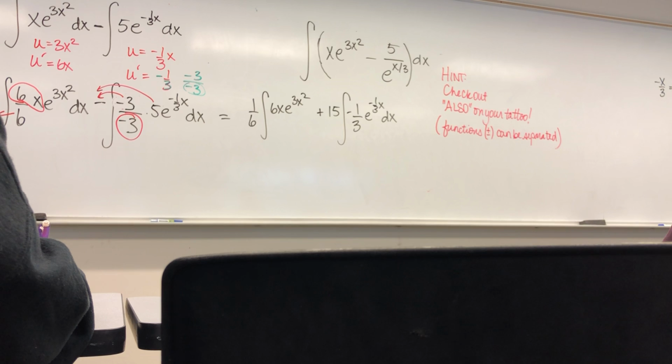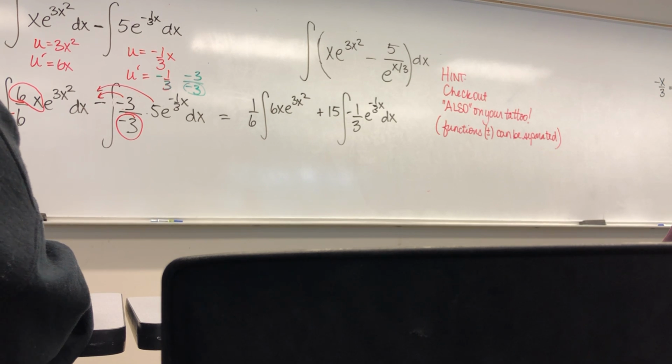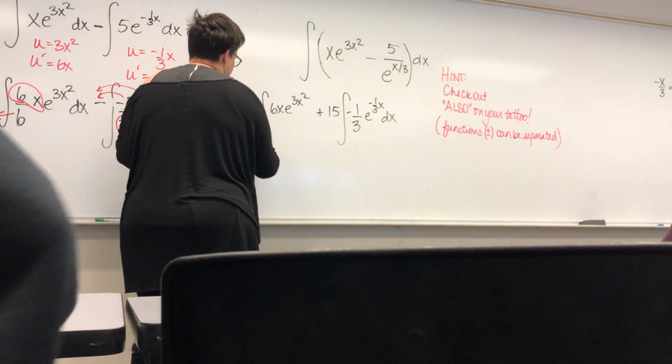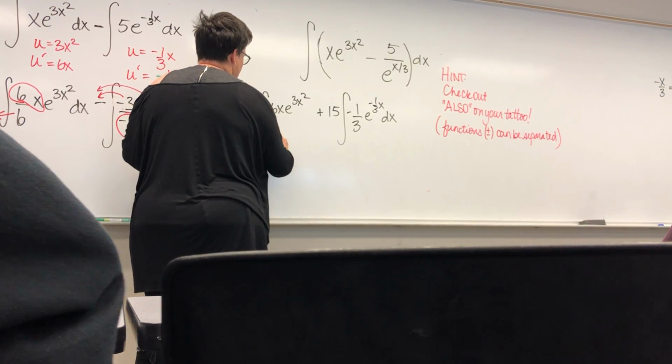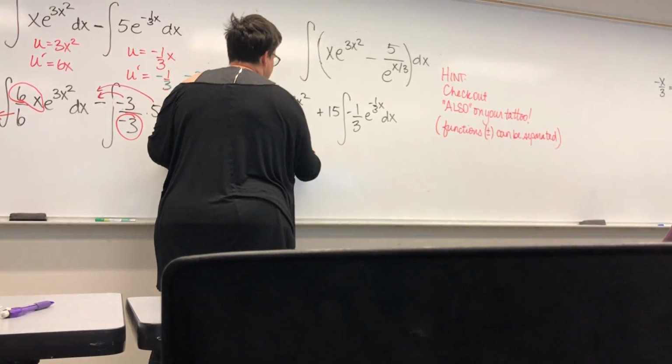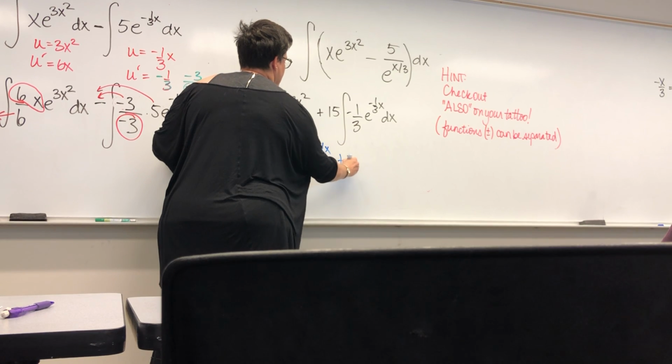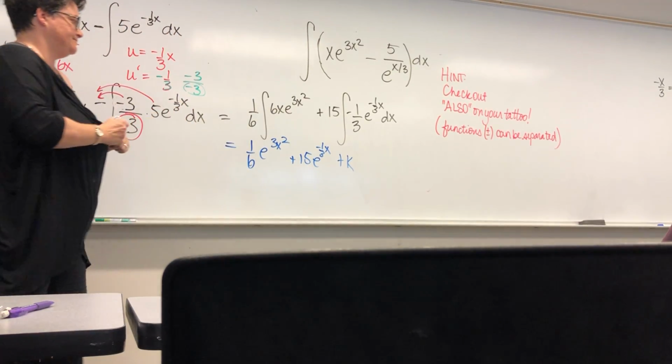Saeed, did you have your hand up? Not yet. Is the end answer done, or do we have to integrate? We still have to integrate it, guys. We're not quite there yet. But it's easy, it's plug and chug. 1/6 e to the 3x squared plus 15 e to the negative 1/3 x plus k. And we're done.